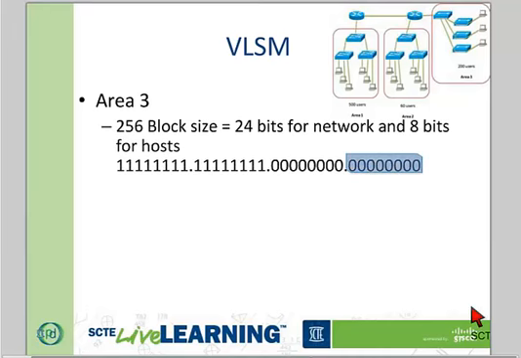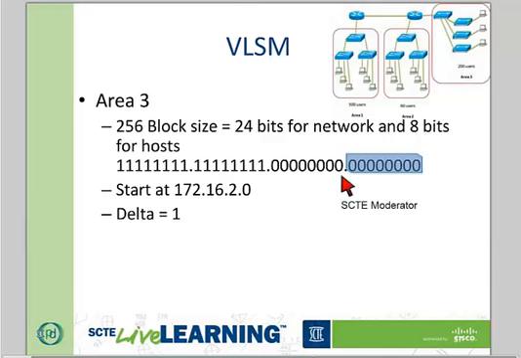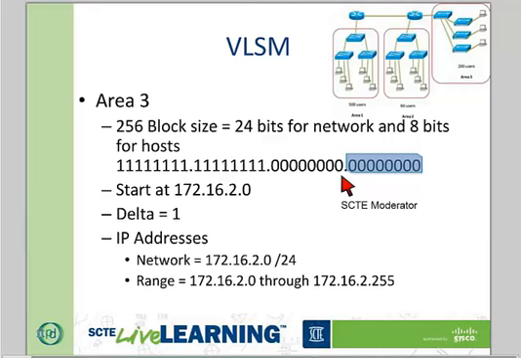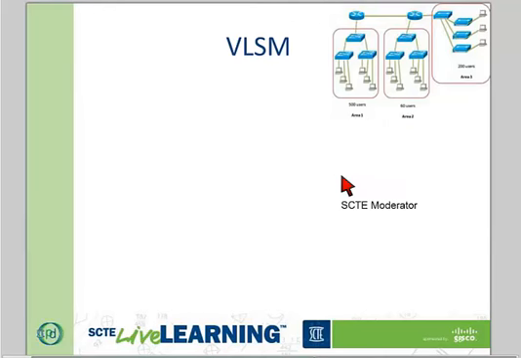So area 3 is a 256 block, and notice for 256 IPs, 2 to the 8th will give me that 256 IPs. We only needed 200, so we have plenty of growth. Over here we're going to start at the 2 because that's where we left off. And in this one case, the delta is 1. That's the least significant bit borrowed. So we just count by 1. 172.16.2.0. And the next network would start at 172.16.3.0 because 2 plus 1 is 3.